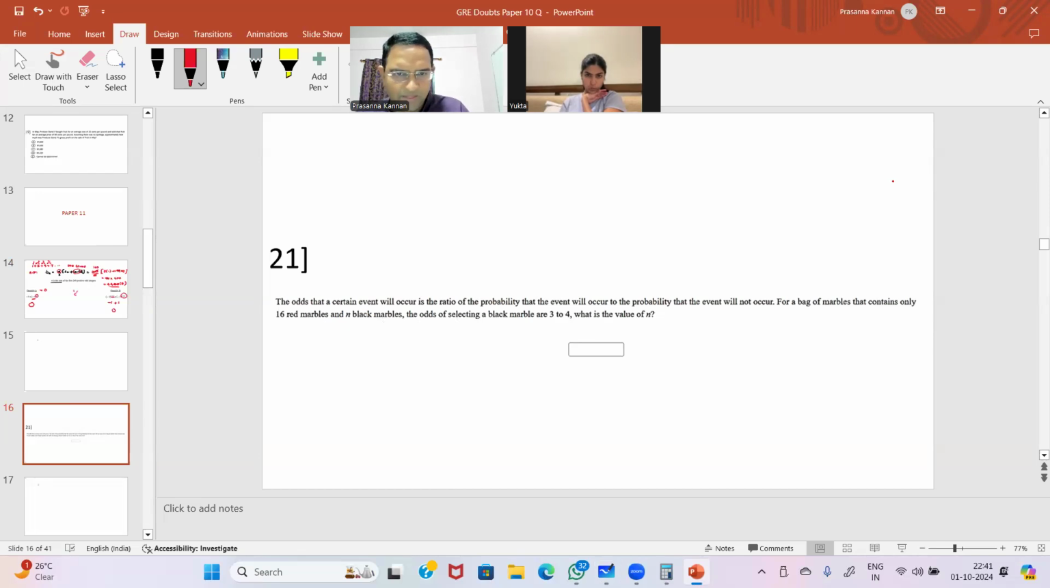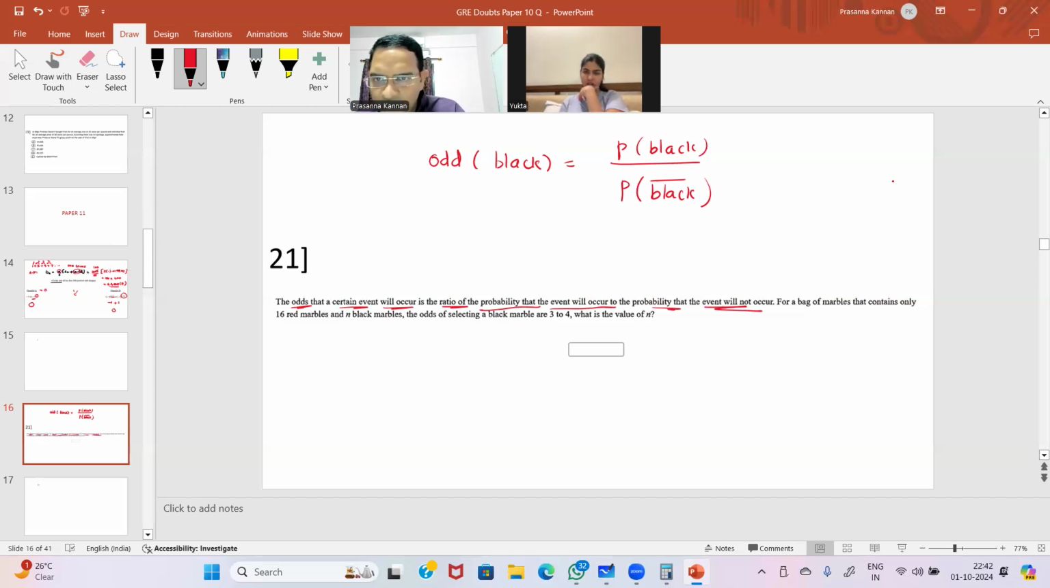So if you see, odds of selecting a black marble, right? What did they say? It is nothing but probability of selecting a black marble divided by probability of not selecting a black marble. That's the definition, right? Odds that a certain event will occur is the ratio of probability that the event will occur to the probability that the event will not occur. Is it clear? So now in the bag of marbles, we have 16 red marbles and n black marbles. Clear? Is the answer 12?